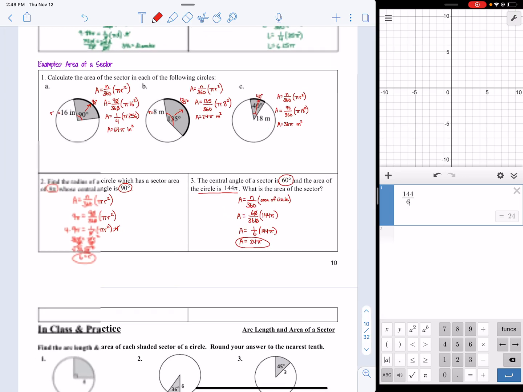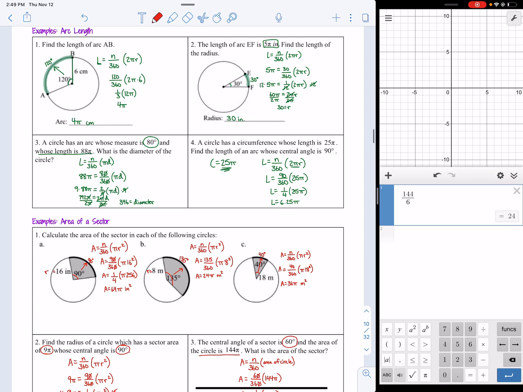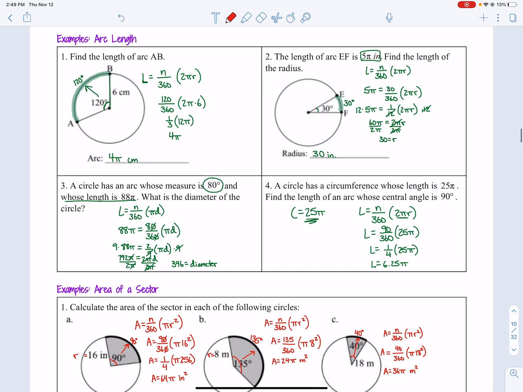All right, so keep in mind that arc length is a part of the circumference of your circle, and area of a sector is part of the whole area of the circle. And that'll help you with these problems. But that's it for arc length and area of a sector.